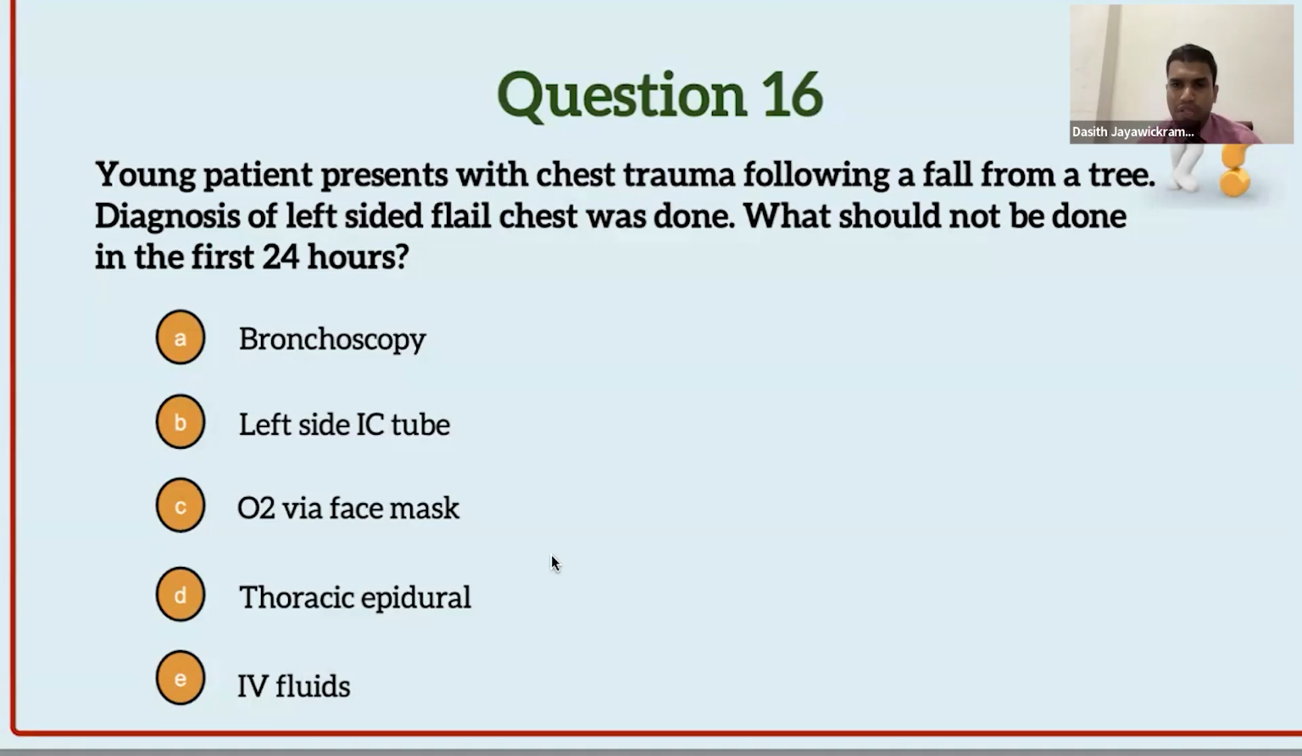We should give IV fluids, but not liberal IV fluids. We should be cautious with IV fluids. If there's hemodynamic instability, yes. If there's no hemodynamic instability, then it is better not to give IV fluids. If there's an indication, we should give IV fluid.